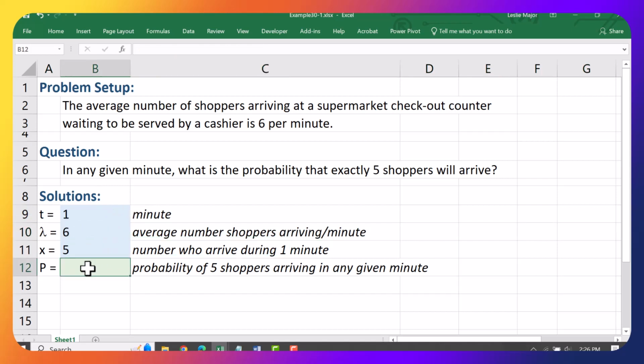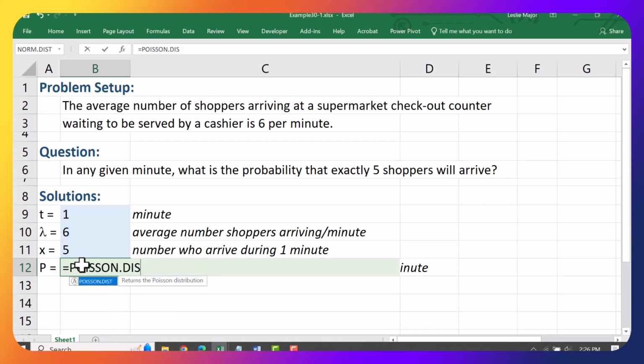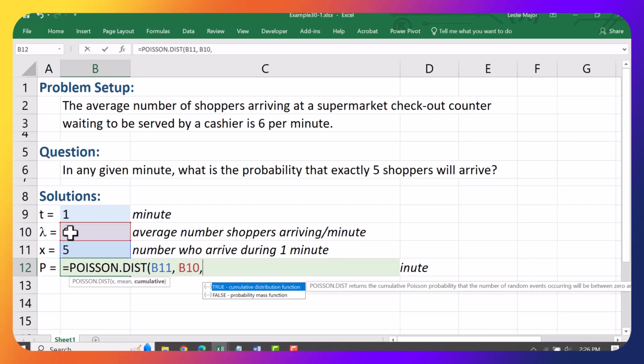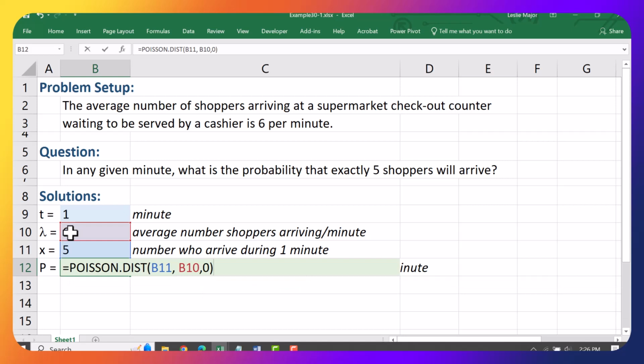Okay, we're now ready to solve this problem. It is a Poisson distribution, so we're going to use equals Poisson.DIST. Then we put in our X value first, which is the 5, comma, put in our mean or our average, which is lambda, which is the 6, comma. Now I'm going to put cumulative equal to false.